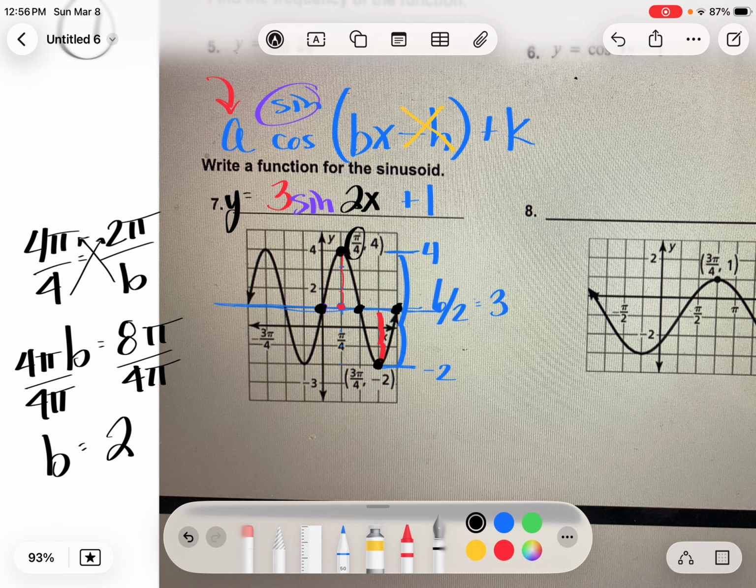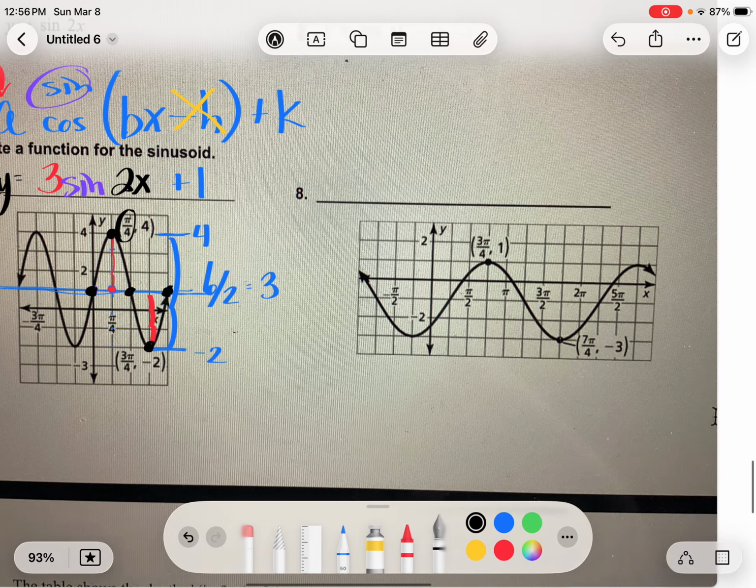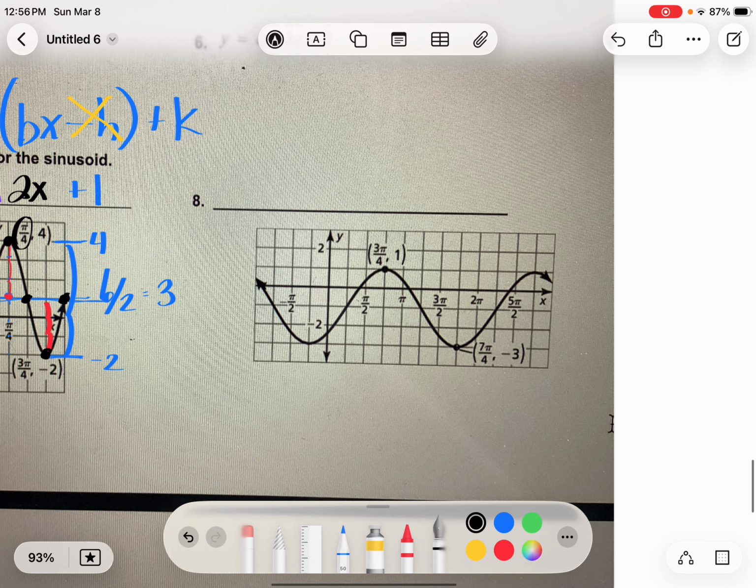Okay, so let's do number 8. Same kind of concept. I'll use blue first. Highest high is at +1, lowest low is at -3. The distance between that, 1, 2, 3, 4 spaces. I cut it in half. 4 divided by 2 is 2. So now I either go 2 up or 2 down from the high, 1, 2, and here's my middle line.